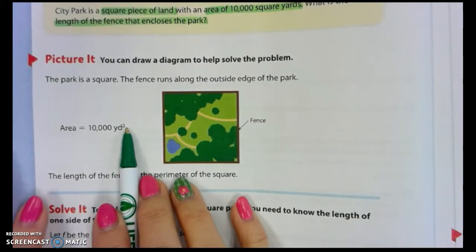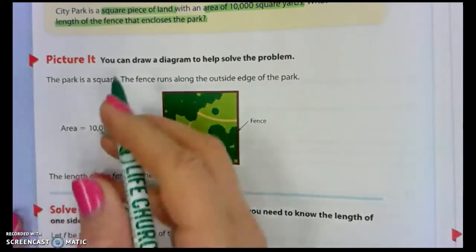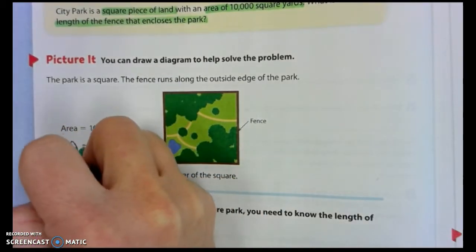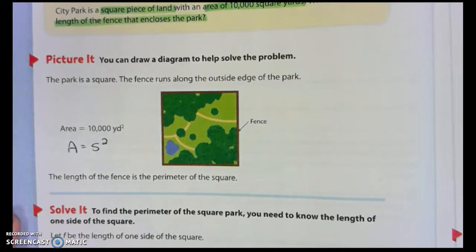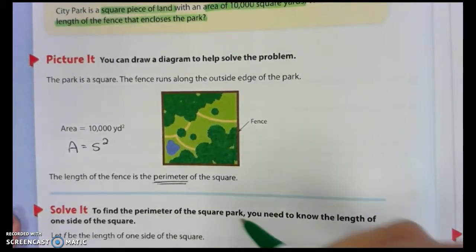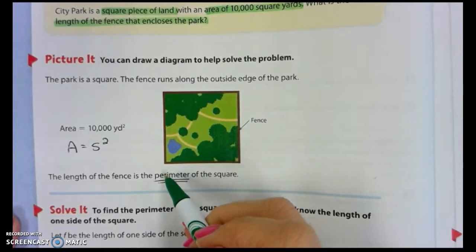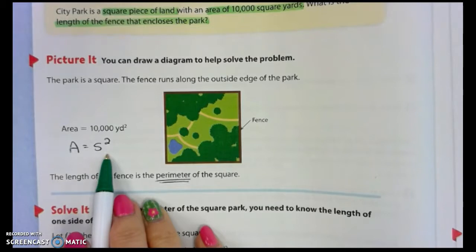Okay, we see that square. That square should indicate to you this is a two-dimensional measure. Now, if you want to go from area to a side, you would use the formula area equals side squared. That is your area formula for a square. It's very important. Now, the length of the fence is the perimeter. They're telling you they want to know all the way around the square, not just one side. If you solve area equals side squared, it's going to give you one side. It's not going to give you the perimeter.